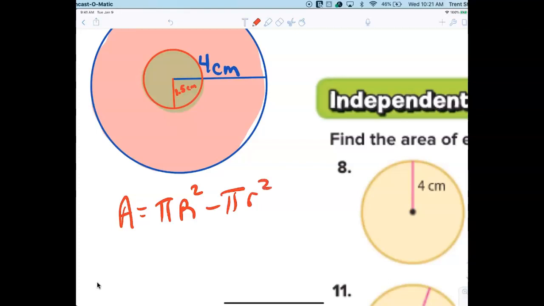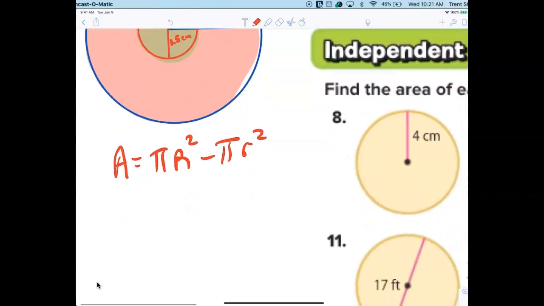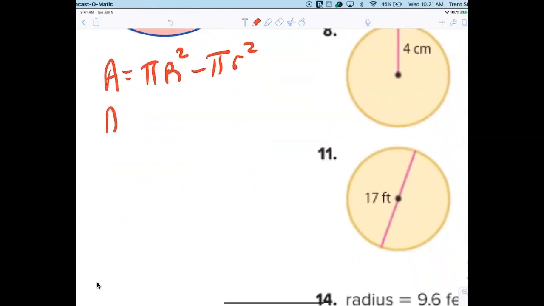Now, why do I use upper and lower? Sean? One is the big circle and one is the little circle. All right? So again, she said it perfectly. A equals pi times 4 squared minus pi times 1.5 squared. You can type that straight into your calculator. Your calculator understands order of operations.